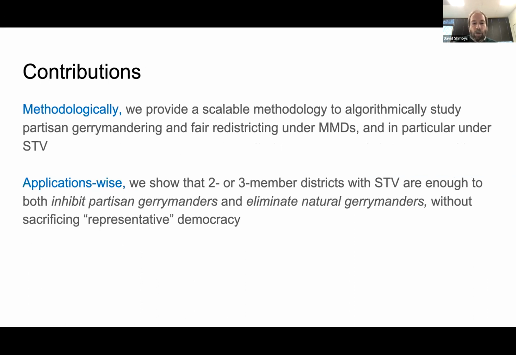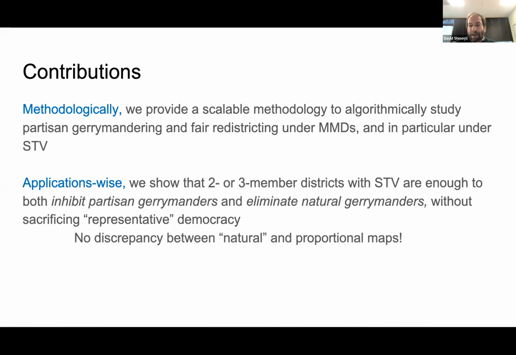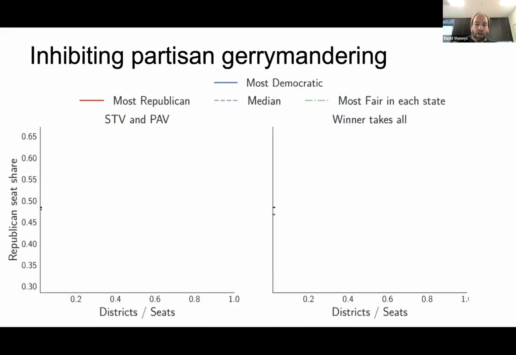And the bottom line is two things. If we use either just 2 or 3 member districts, and there are good reasons to do 3, not 2, with single transferable vote, that's enough to accomplish 2 things. On the one hand, we can eliminate the natural gerrymandering effect to an overwhelming, almost complete extent, and we also inhibit the ability of partisan gerrymanders to rescale the output. And so this really gives us no discrepancy between the natural and proportional maps.